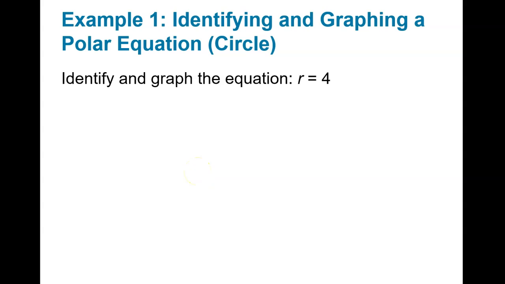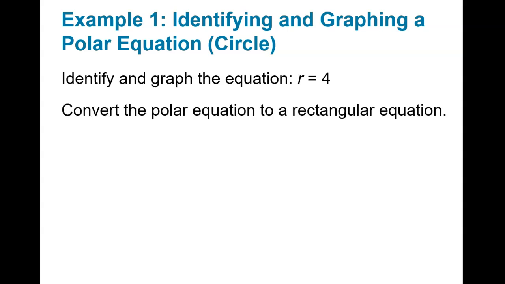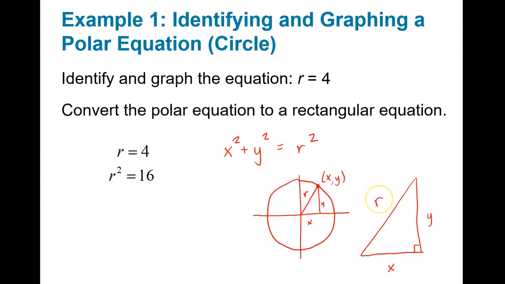All right, what would the equation r equals 4 look like? Well, r means distance, so the distance from the pole or the distance from the origin. If the origin is the pole, the distance from the origin is 4. Well, that's a circle of radius 4. But how do we show that that's a circle of radius 4? Well, we can square both sides of this equation and get r squared is 16, and then we can use this thing that we saw from previous videos.